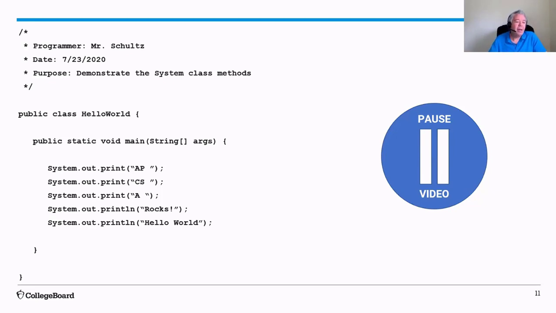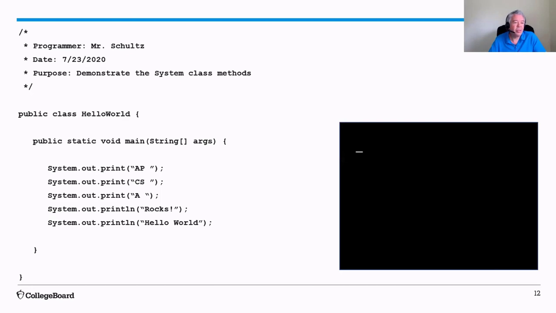Okay, welcome back. So hopefully everything compiled and ran okay. Let's kind of break this apart piece by piece and see what it really does. Okay, the very first line within our main method says that we're telling system.out, the system.out object, to print the string literal AP. And because we're using print, the cursor is going to wait for us at the end of the line. We're using print again in the second line. So we're telling the system.out object to print the string literal CS. And again, the cursor is going to wait at the end of the line.